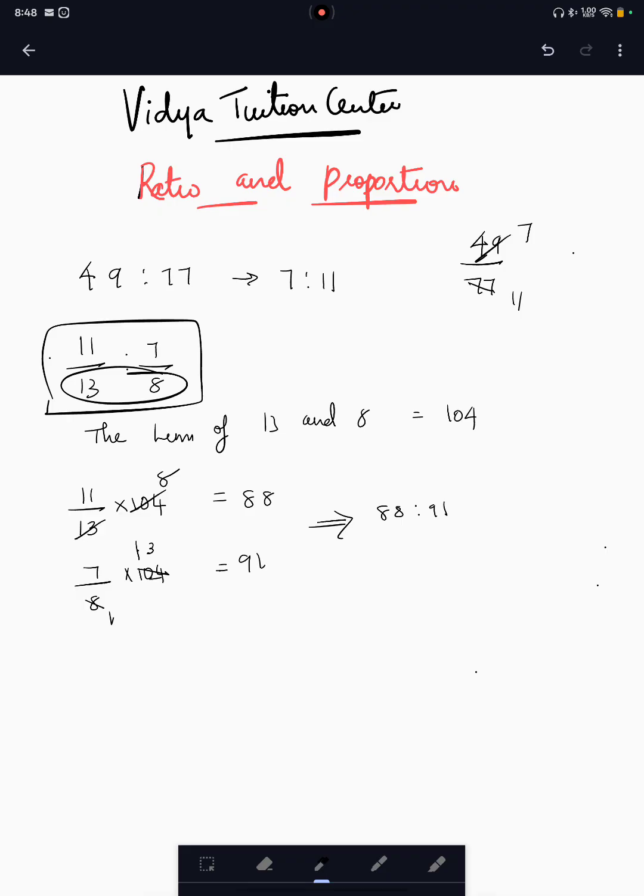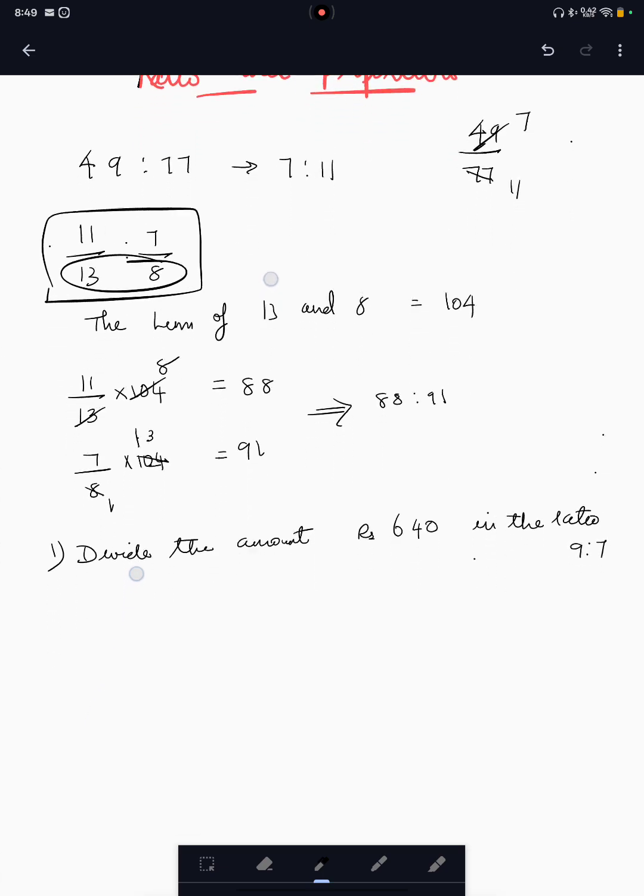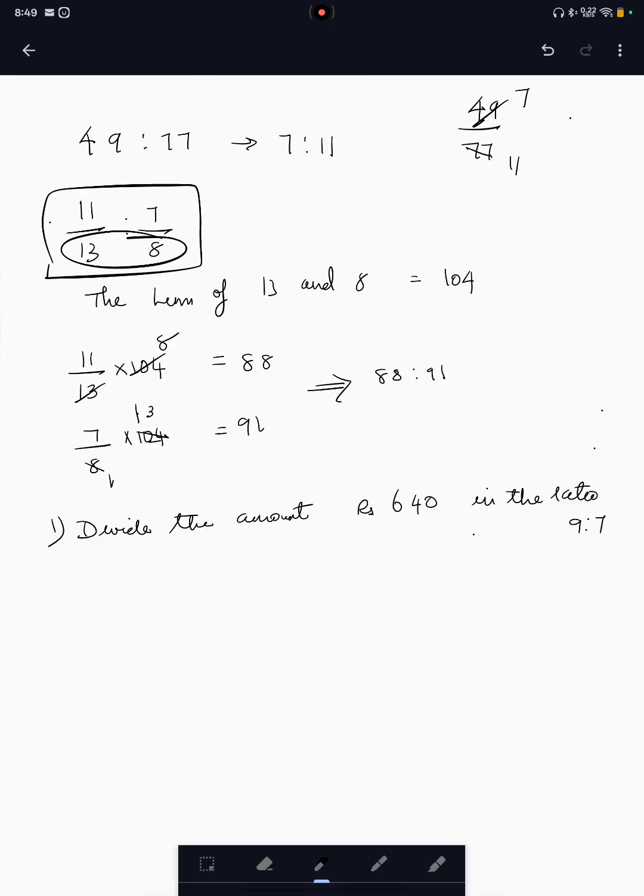Now, the real time application, if you see: divide the amount of rupees 640 in the ratio 9 is to 7. What will you do? Divide the amount of rupees 640 in the ratio 9 is to 7. We have many methods. Now I am going to show you 2 methods: one is the algebraic method and one is the normal method, how we normally do it.